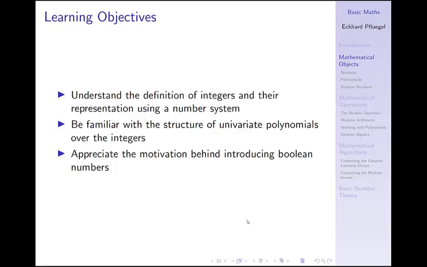So let's start with the learning objectives for mathematical objects. I want you to understand the definition of integers and how you can represent them using what we call the number system. We will then discuss polynomials in one variable, so you need to be familiar with the structure of what we call univariate polynomials with integer coefficients, and finally to appreciate the motivation behind introducing booleans.